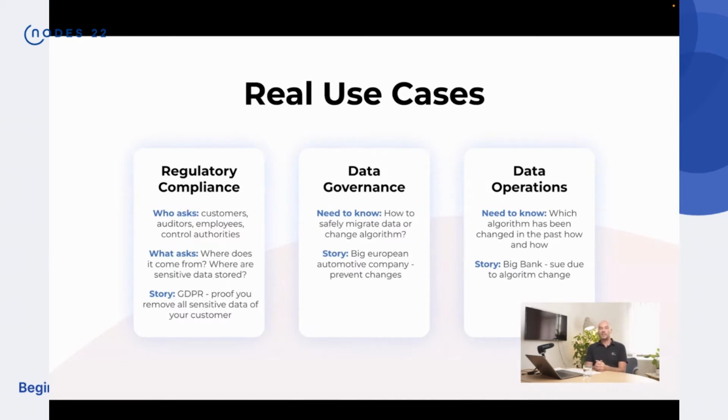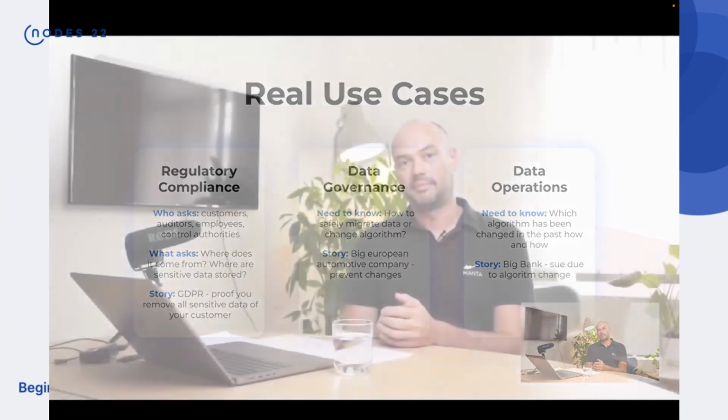They claimed they had changed the algorithm. But the judge asked how. Fortunately, they had MANTA. So they could go back in time, check the algorithm, and show it to the judge, and he said, okay, there is no case of discrimination. You changed it for technical reasons. Our customer was able to prove it thanks to MANTA. So that's how MANTA helps our clients.